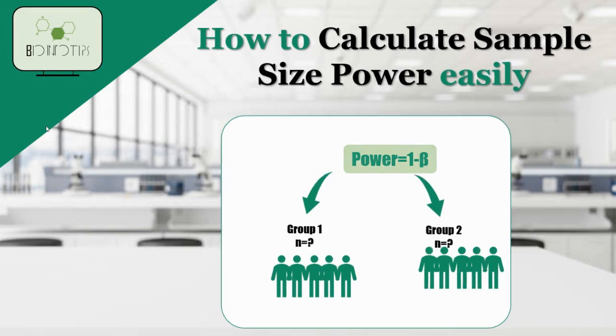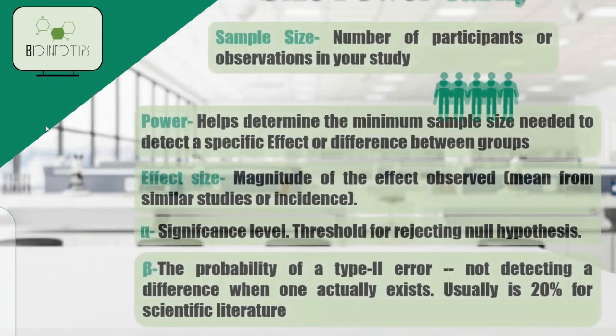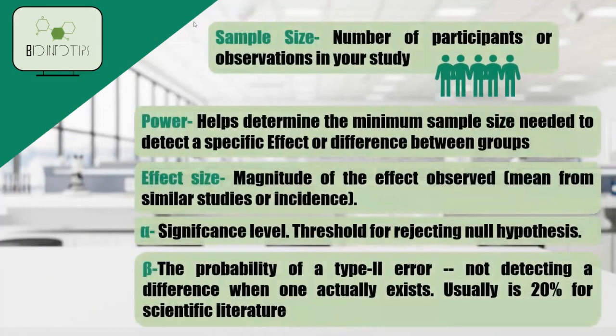To calculate sample size, we need to consider three key factors: effect size, significance level, and power. The effect size represents the magnitude of the effect you expect to observe in your study. The significance level, often denoted as alpha, α, determines the threshold for rejecting the null hypothesis. Lastly, power, usually denoted as 1-β, is the probability of correctly rejecting the null hypothesis when the alternative hypothesis is true. Now, let's jump into the step-by-step process of calculating sample size using power analysis.